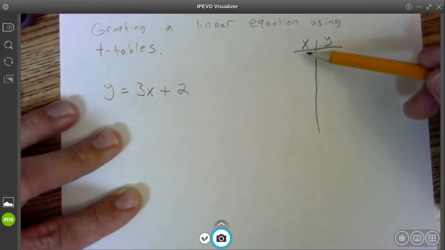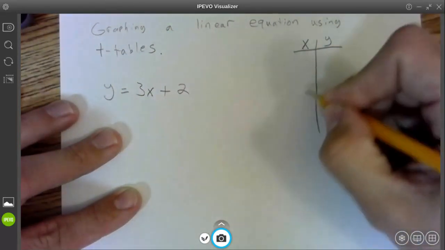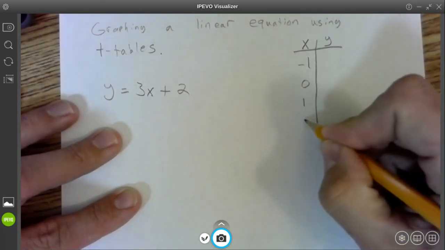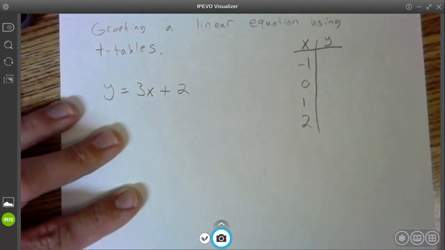And what we're going to do is choose some values for x. They can be any numbers. I usually use smaller numbers. So, I'll use 0, -1, maybe 1 and 2. And there's going to be a nice little pattern over here for the y values.